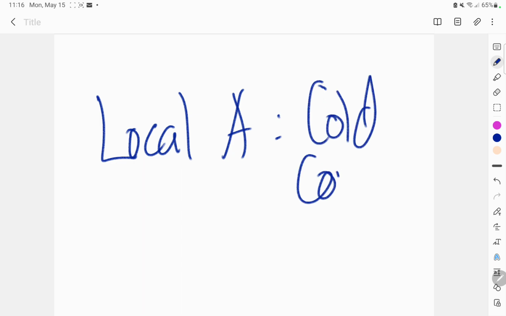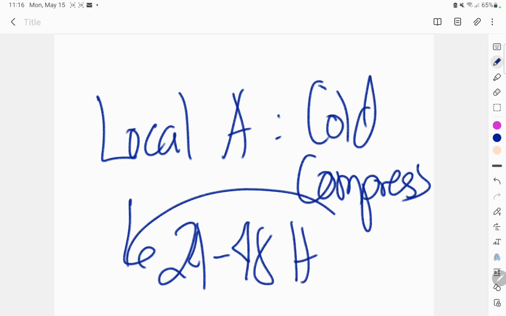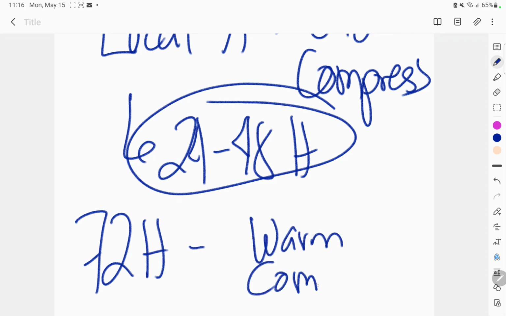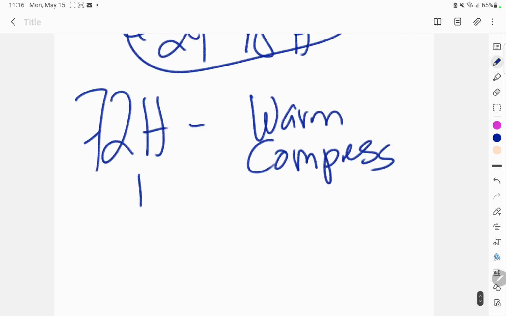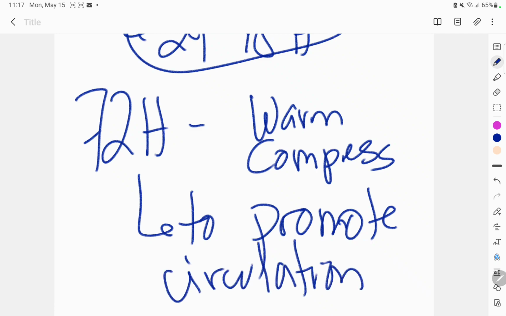Kaya pag may mabukol, class, anong pinabili ninyo? Ice. This would be applied 24 to 48 hours after the injury as a first aid measure. 72 hours after, ano nang ibigay natin? Warm compress na dapat. Okay? To promote what? Circulation to the blood that is accumulated in the area. Promote circulation and nutrients to the tissues and cells.